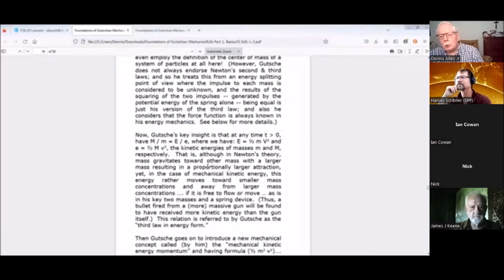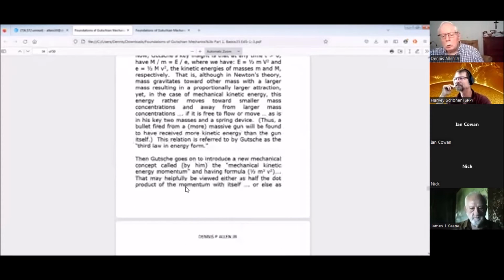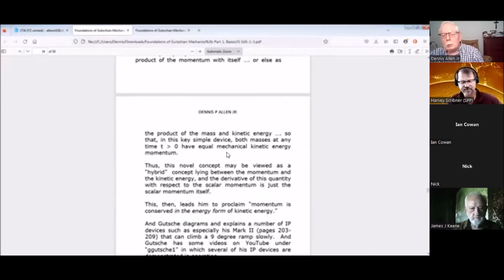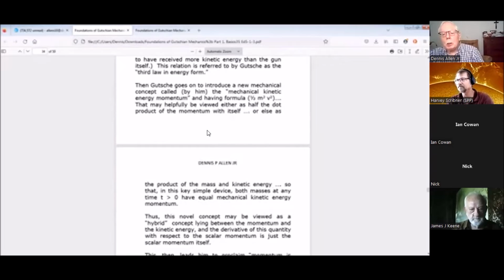So he defines a new concept on the basis of this. It's a hybrid concept, and it lies between momentum and kinetic energy. And the derivative of this quantity with respect to the scalar momentum is just the scalar momentum itself. Now, what is this concept? Mechanical kinetic energy momentum. Quite a mouthful. And having the formula 1/2 lowercase m squared, he switched to a lowercase v squared. So in other words, this may helpfully be viewed either as half the dot product of momentum with itself, or else the product of mass and kinetic energy.